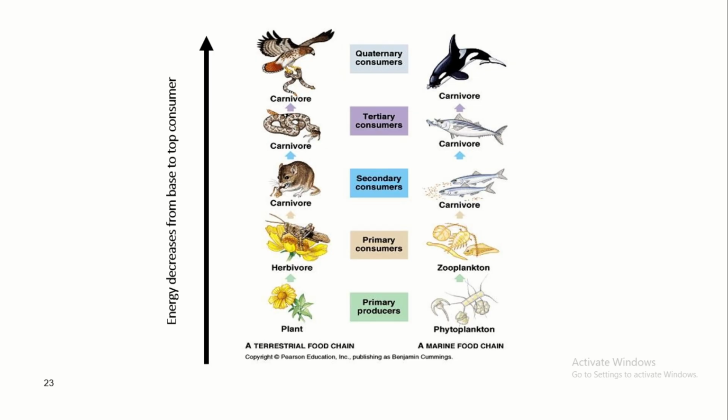This is the diagrammatic representation. Plants, herbivores, carnivores: phytoplankton, zooplankton, carnivores, full carnivores. Now you see primary consumers, secondary consumers, tertiary consumers, quaternary consumers. This arrow indicates that energy decreases from the base to the top.